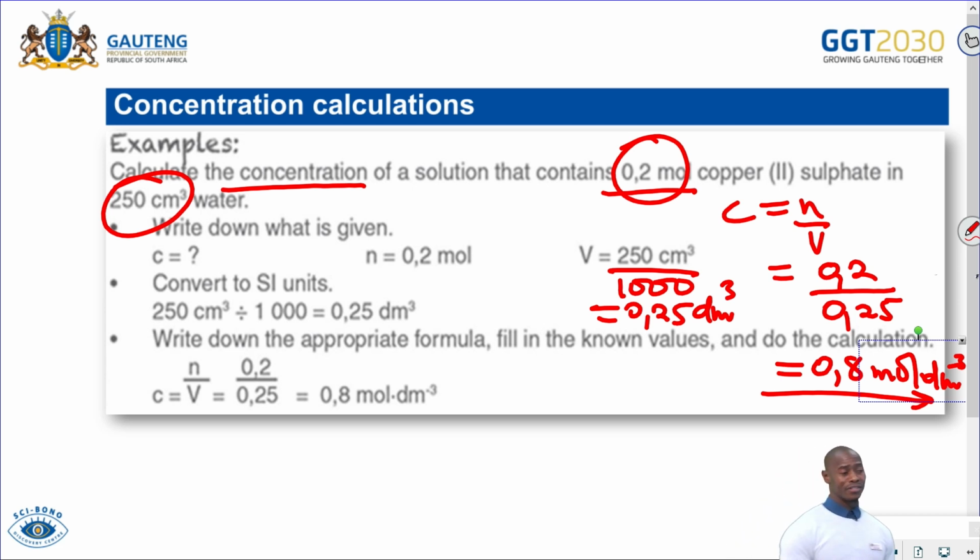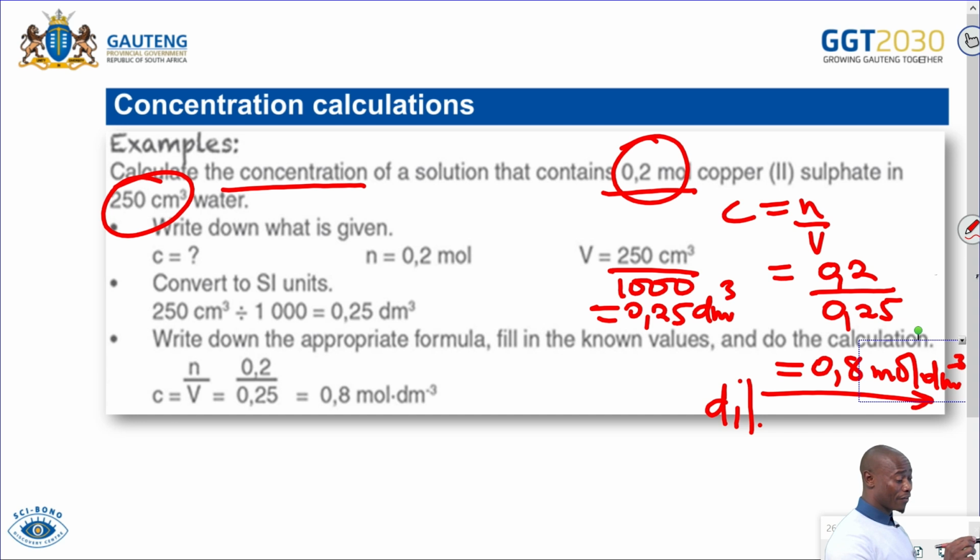So if the concentration of the solution is from 1 upwards, then that solution is concentrated. But this one is below 1. So the concentration of this solution is below 1. If it's below 1, then it's going to be a dilute solution. So this is a dilute solution of what?